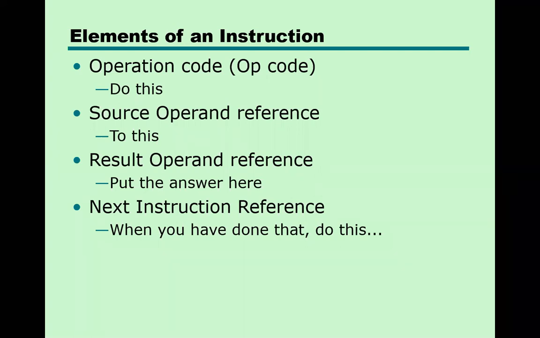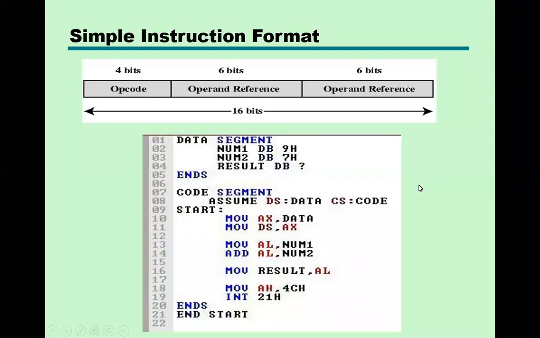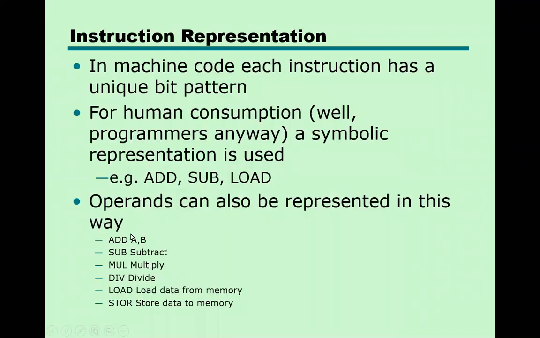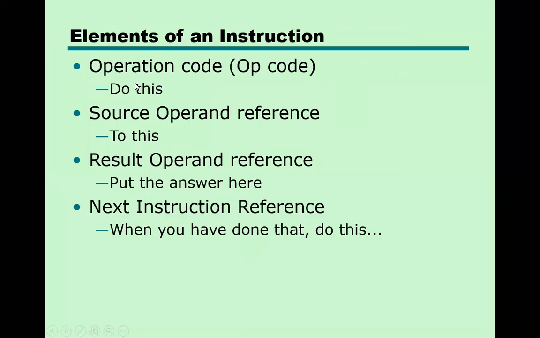Did you understand? Opcode, operand. Here I have an example: add is the opcode, and AL and num2 are the operands. For example, add A B: add is the opcode, A and B are the operands. I hope you understood. Add means do this, addition, and operand means to this: addition on which numbers. That is the operand. So A and B are the operands.